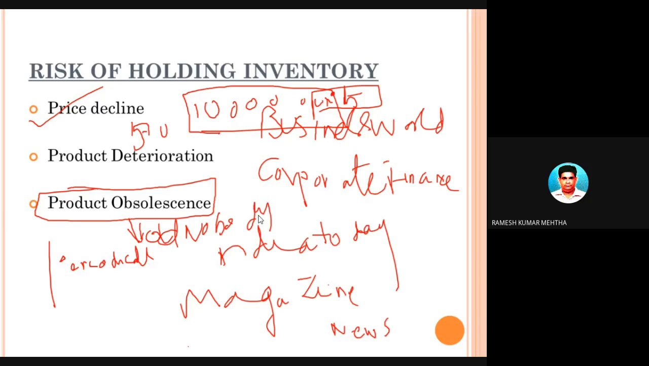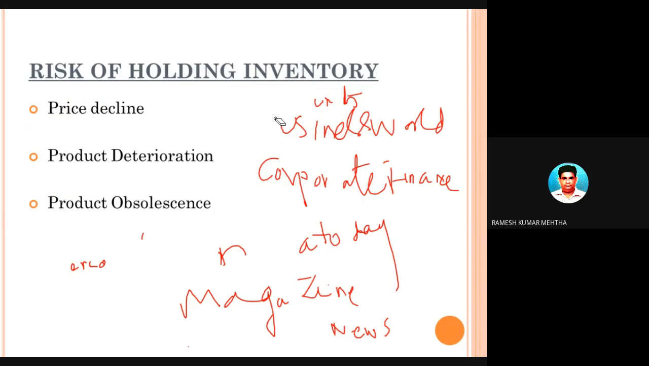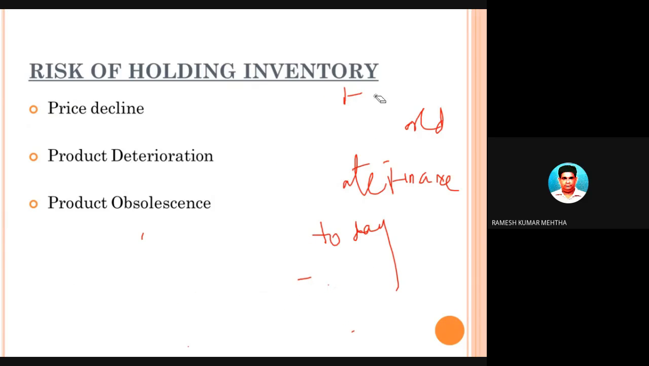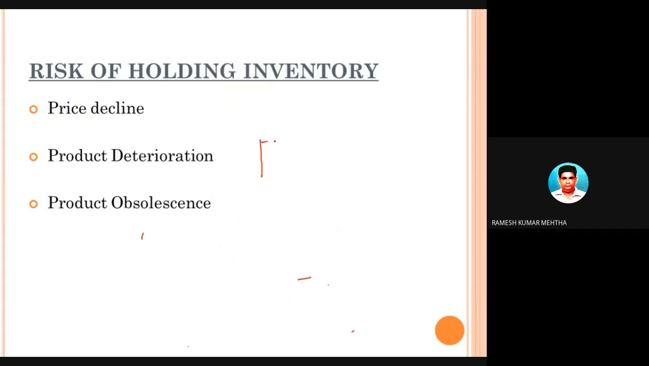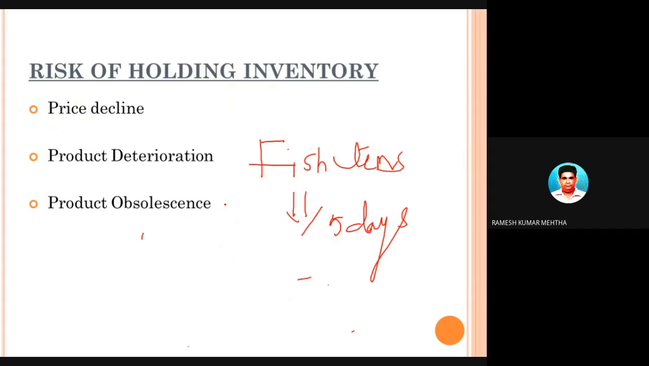Another example I will give you. Inventory should be managed properly. You have to be very judicious, very intelligent, and very careful in handling investment into inventory. Another example is fish items. If they are able to sustain for only 5 days, then you have to sell these goods within 5 days. Otherwise, the condition of this material will deteriorate and nobody will accept it.